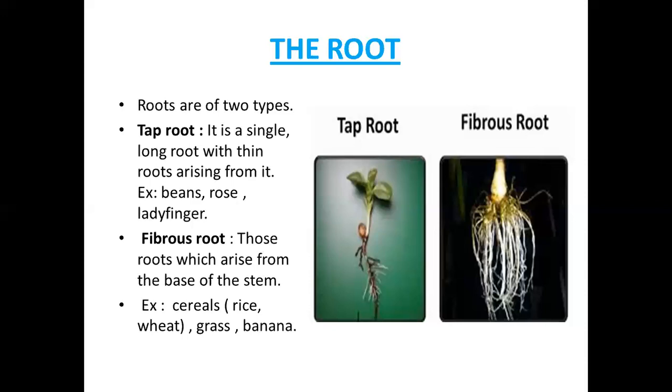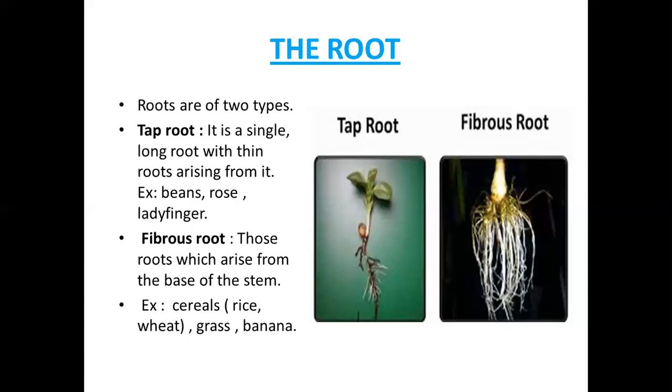So the fibrous root tends to taper downwards. It goes downwards. Taper means it is becoming narrow. While it is going from top to bottom, it is becoming narrow. So fibrous roots tend to taper downwards.